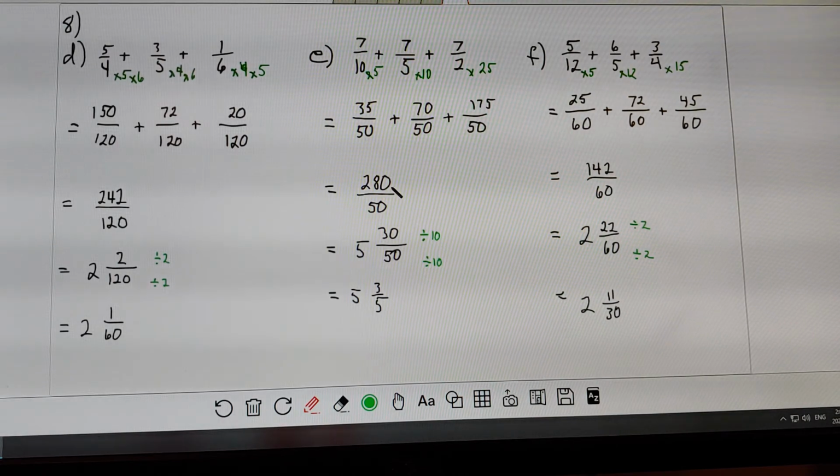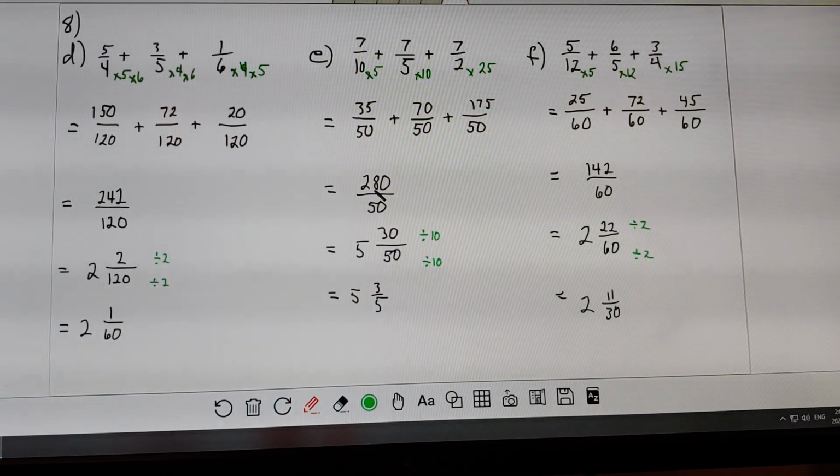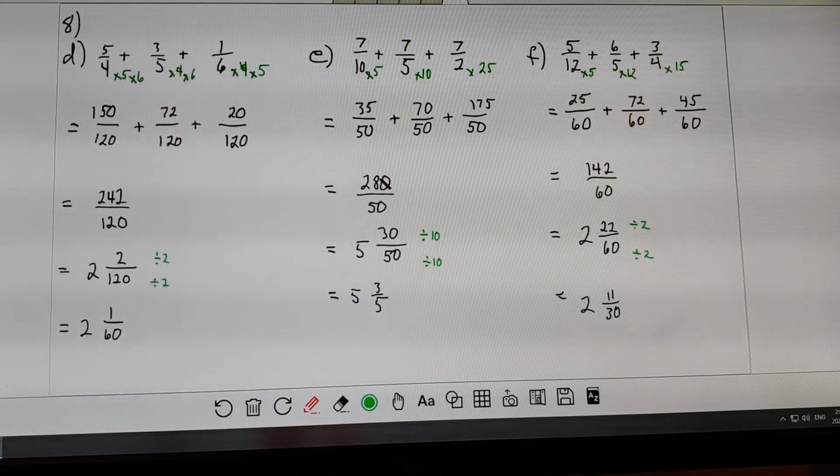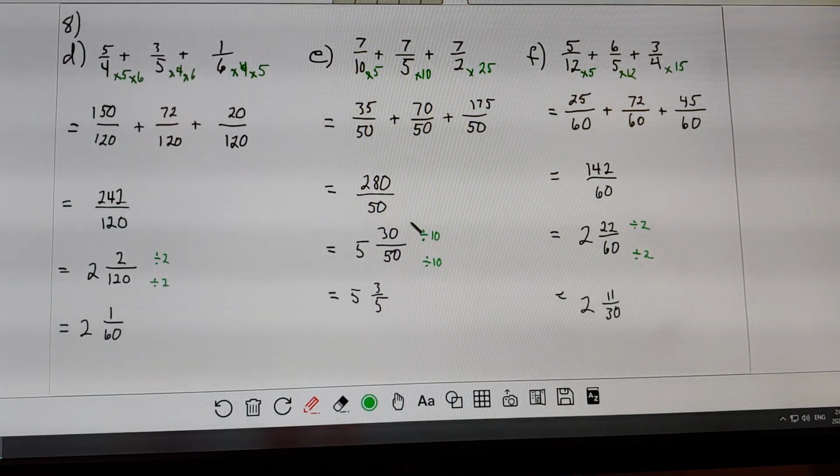Add the numerators together. How many groups of 50 go in there? Well, 5 times 5 is 25, so 5 times 50 is 250. I'm not going to get 300 out of there. So I get 5 whole groups. When I take my 250 out, there's 30 left over, and I'm left with 5 and 30/50ths.